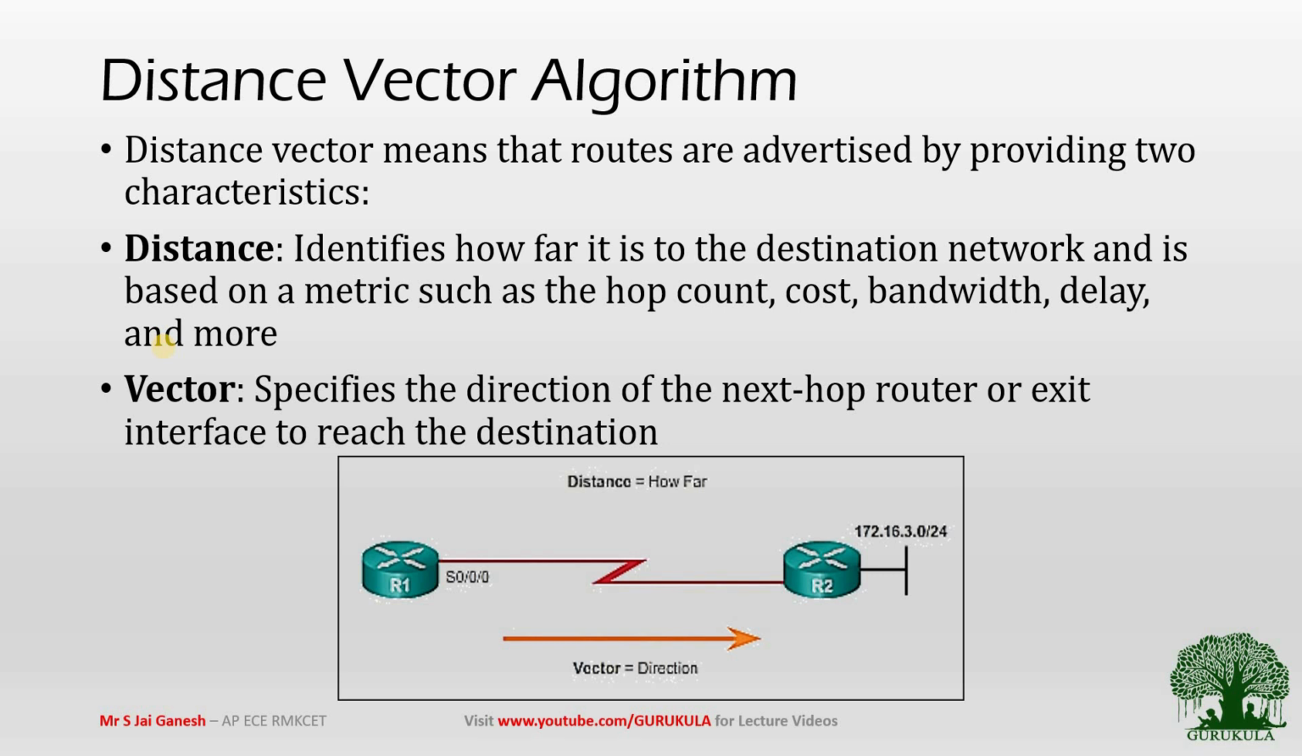Vector is another parameter that we use in order to compute the routing table of any particular router, where the vector represents the direction of the next hop which will lead us to the destination. So there are two important parameters which we need to keep in mind. The first one is the distance and the second one is the vector. Distance is how far we need to travel to reach the destination, and vector is in which direction we need to travel in order to reach the destination. These are the two parameters that we will take care of while computing the distance vector algorithm.